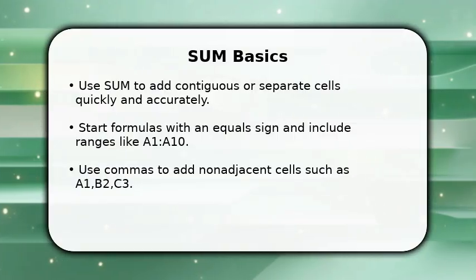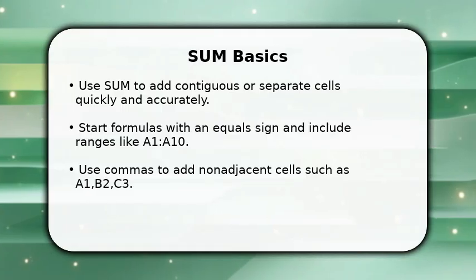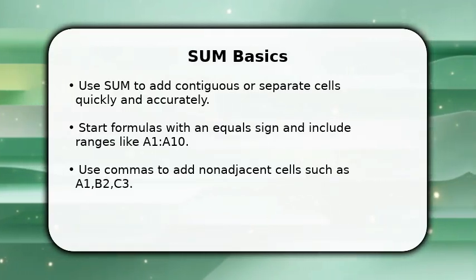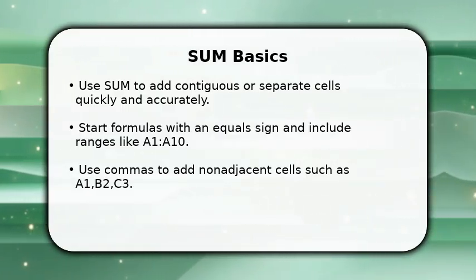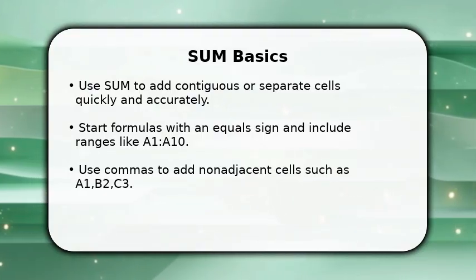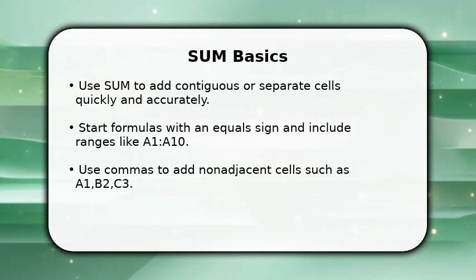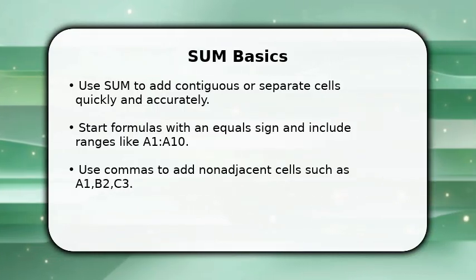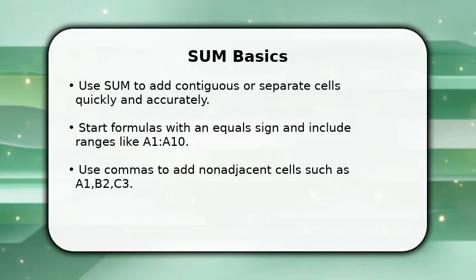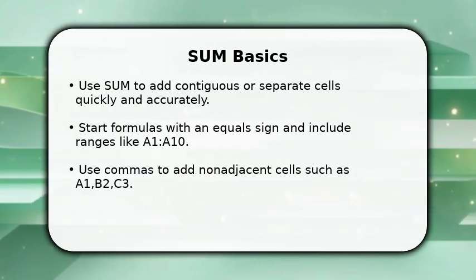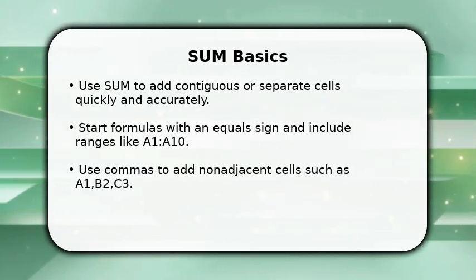In this video, I will explain how to use the Excel SUM formula. Begin by typing equals SUM, then select a range like A1:A10 to add many cells at once. To add non-adjacent cells, separate references with commas such as A1, B2, C3. Press Enter to see the total.